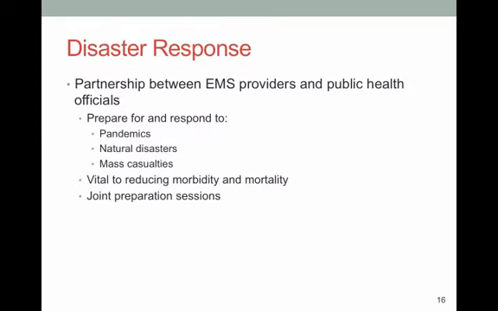Disaster response. Disaster response is a partnership between EMS providers and public health officials. The goal here is to prepare for and respond to pandemics, natural disasters, and mass casualties. This is vital to reducing morbidity and mortality, and joint preparation sessions allow individuals to meet and become familiar with their roles.